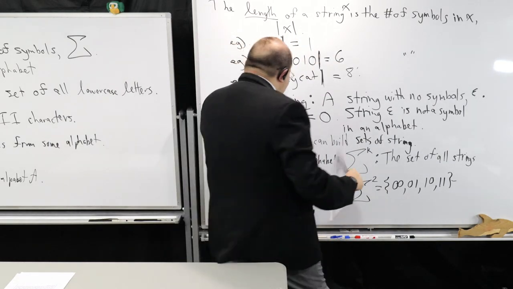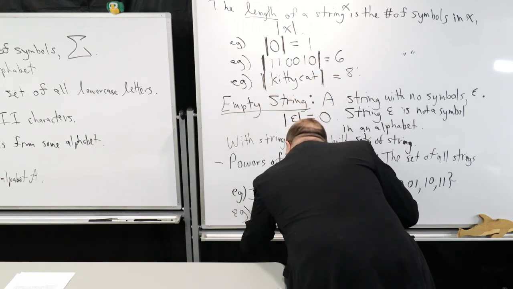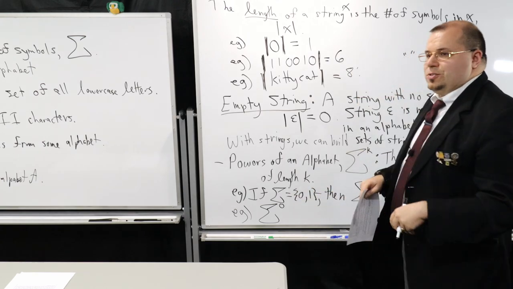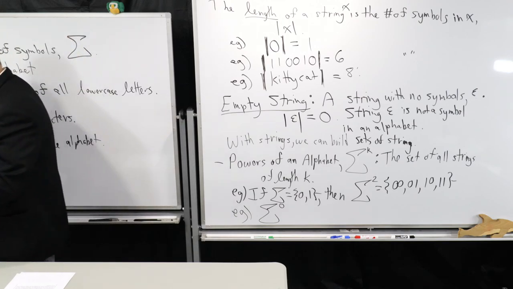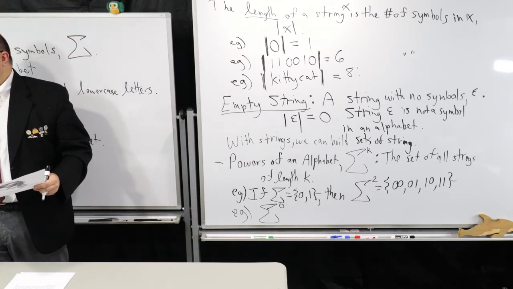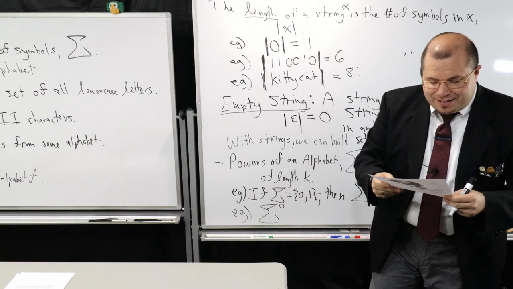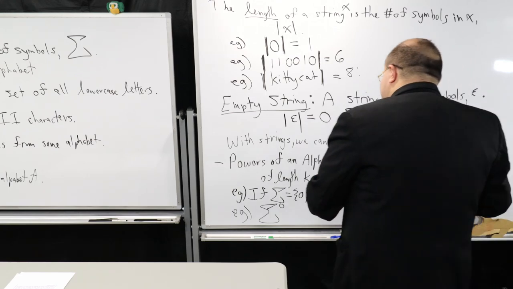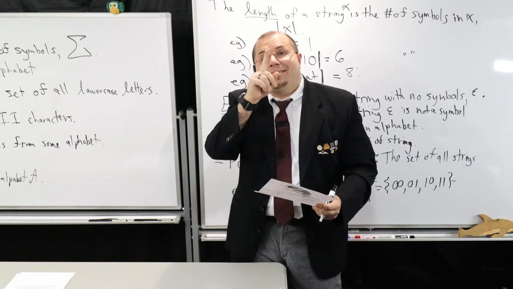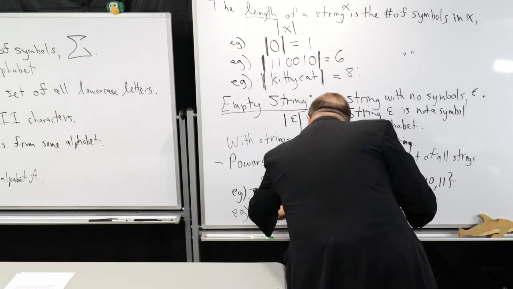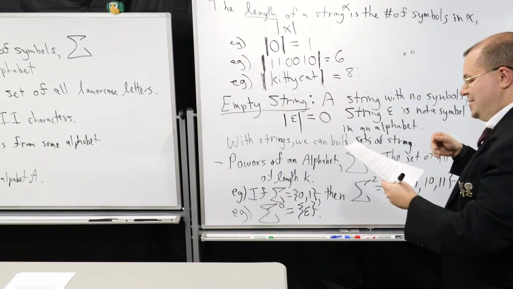Okay, so if I define sigma with a 0 in the superscript, what would that look like? Yeah, it's epsilon. It's going to be a set only containing epsilon. Perfect. Because it's the set of all strings of length 0, and there's only one string that has length 0. It's the empty string. So this is just a set containing epsilon.